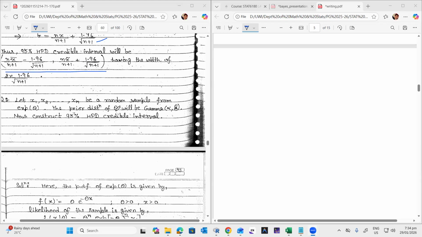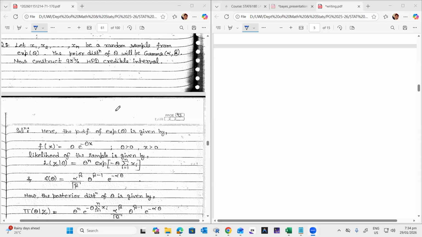Okay. So here we have a question. We are saying that x1, x2, ..., xn be a random sample from the exponential distribution with parameter theta, and the prior density of theta we are considering as the gamma with parameters alpha and beta. Now construct the 95% confidence interval.